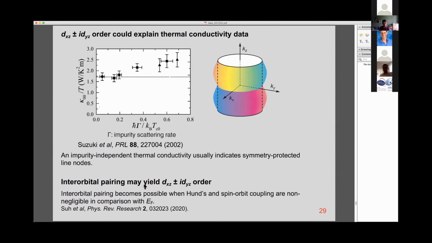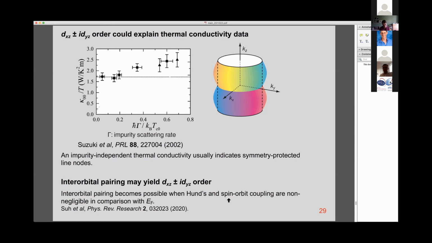Another recent proposal is that interorbital pairing could give us xz plus or minus iyz order. Interorbital pairing becomes possible when the Hund coupling is strong. The Hund coupling is what drives this pairing, and spin-orbit coupling is also strong. And these are both true in strontium ruthenate. How strong these things need to be is a matter of ongoing debate.